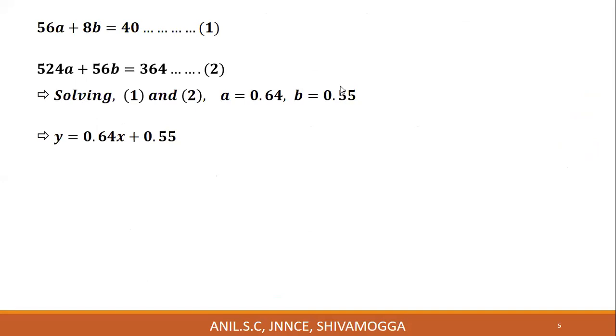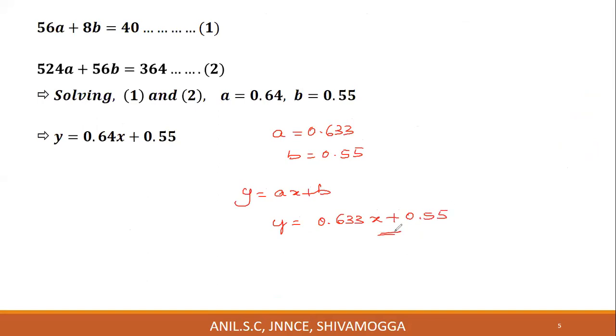Now the straight line is, I got it 0.64 and you got 0.633. It's okay. A is equal to 0.633 and B is equal to 0.55. Therefore, the given straight line y is equal to ax plus b, and y is equal to 0.633 into x plus 0.55. This is not exact fitting straight line. This is approximately fitted a straight line. Is this clear? How to fit a straight line?